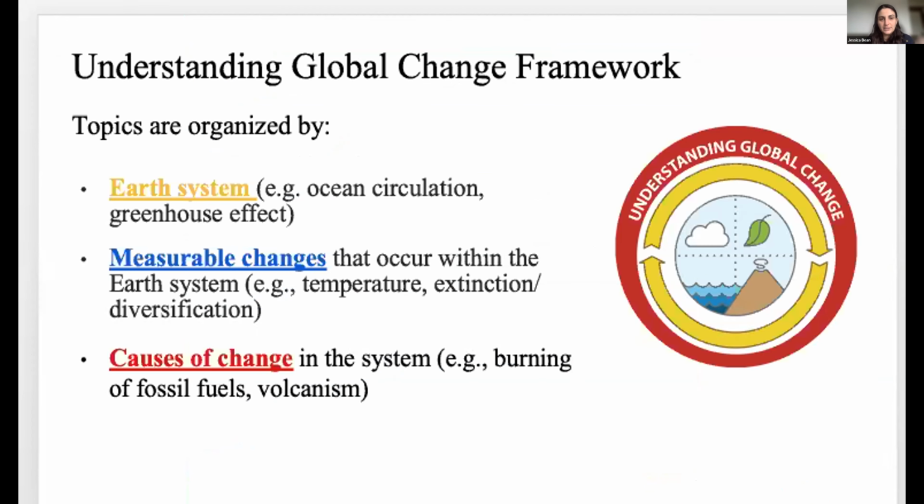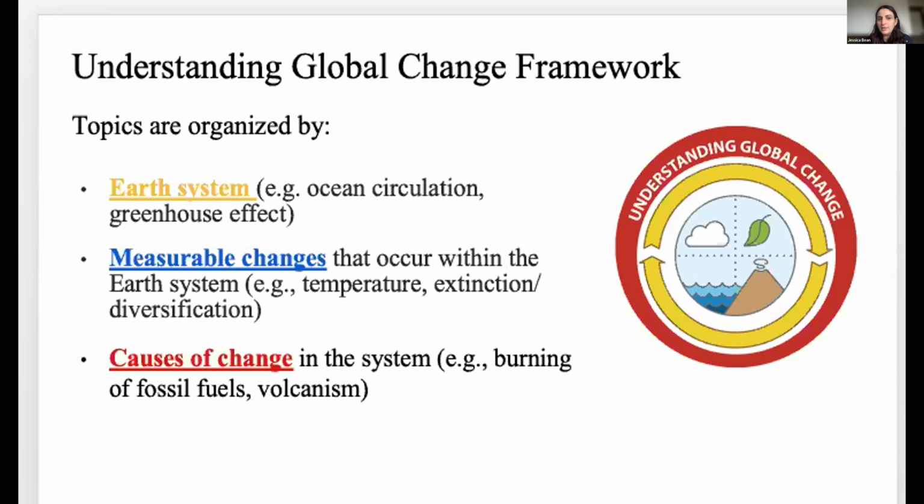We have this central framework that is organized into three main categories. The first is the Earth system, and the major processes that shape the Earth system through time. So things like ocean circulation and atmospheric circulation and the rock cycle and the water cycle, right? These are things that have happened for billions of years. So we can look at the Earth system and these really big processes that shape the world around us.